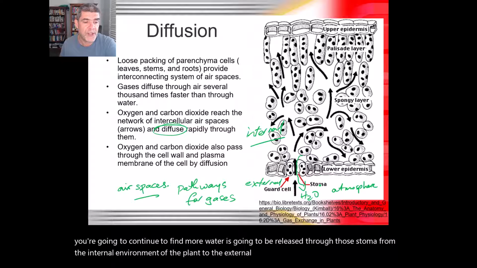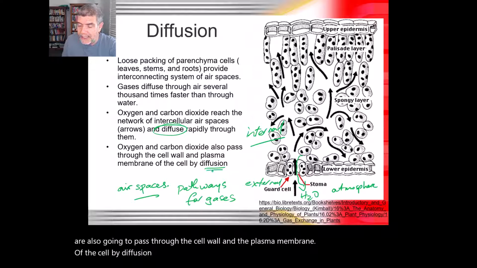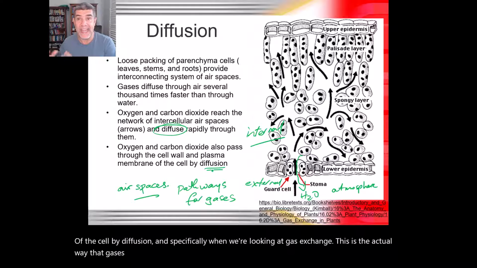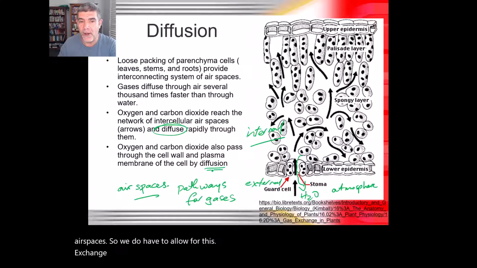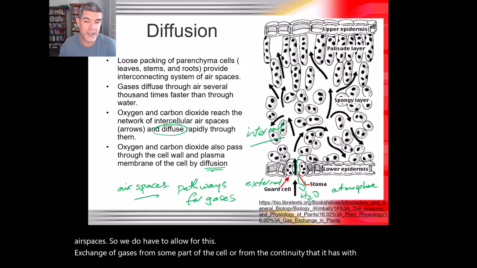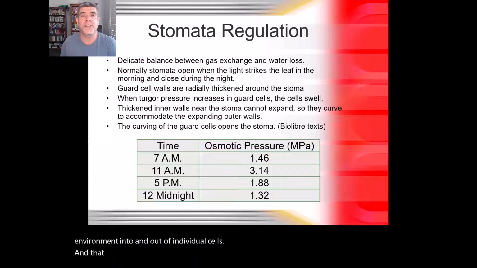And oxygen and carbon dioxide are also going to pass through the cell wall and the plasma membrane of the cell by diffusion. Specifically, when we're looking at gas exchange, this is the actual way that gases move from these air spaces into the cell or from the cell back out into the air spaces. So we do have to allow for this exchange of gases into and out of individual cells. But that means one of the key structures that's associated with gas exchange are the stomata.